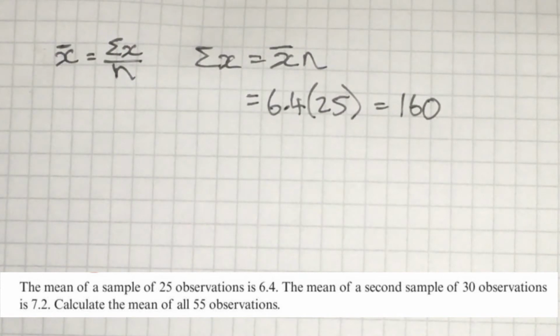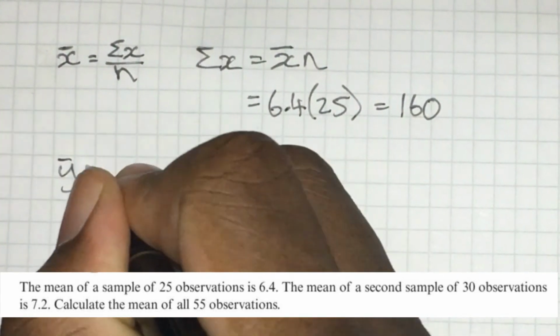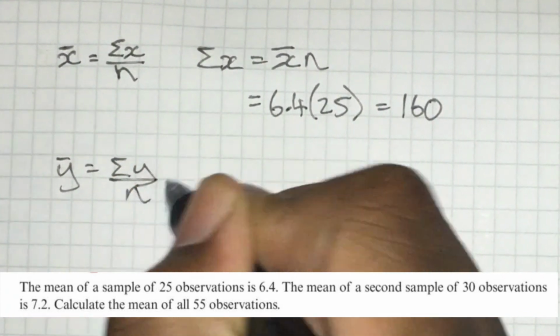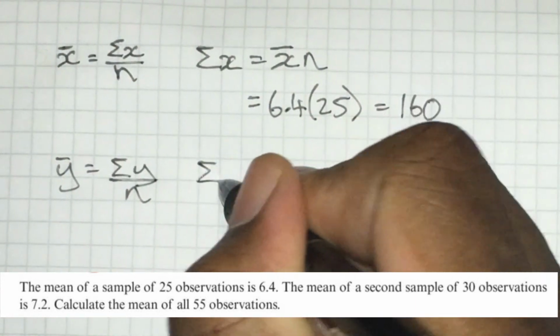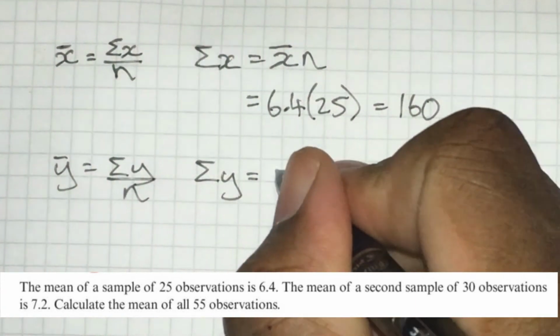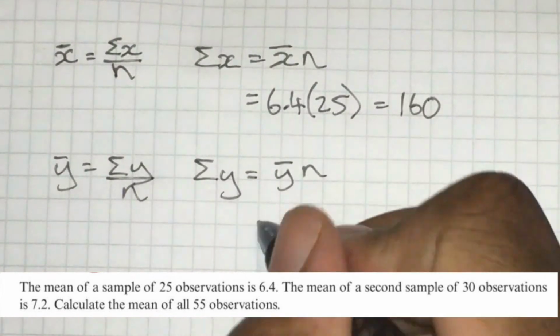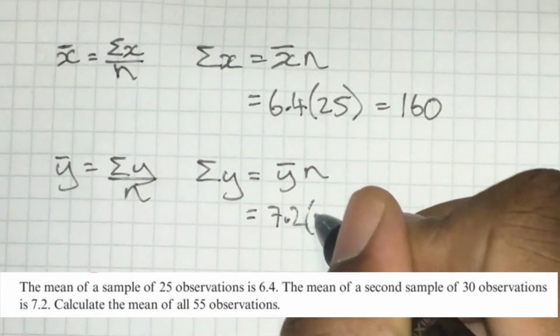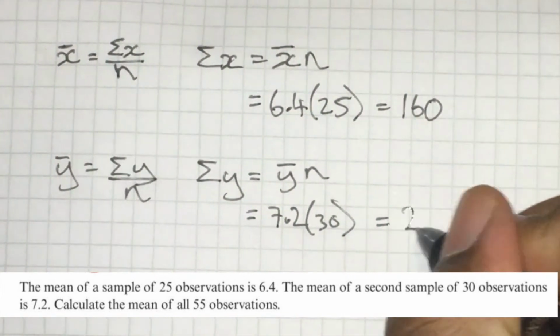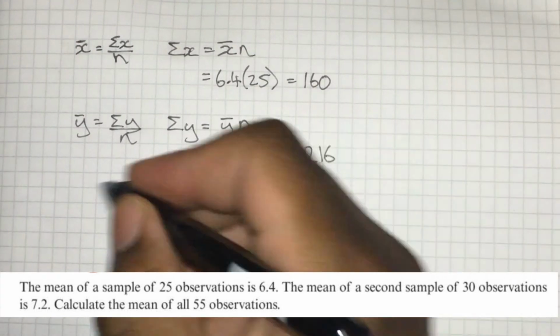We'll do a similar thing for the Y sample. So rearranging the formula, the sum of Y equals Y bar multiplied by N. I have both of those values, and that gives me 216. This means that the grand total is going to be 376.